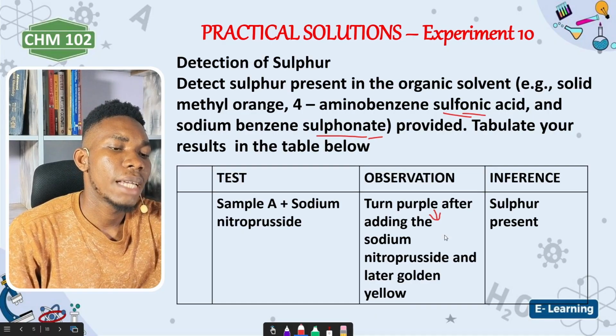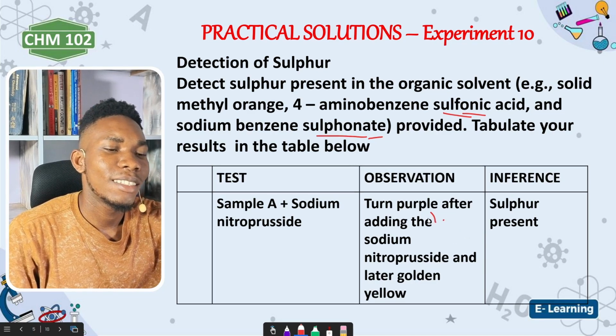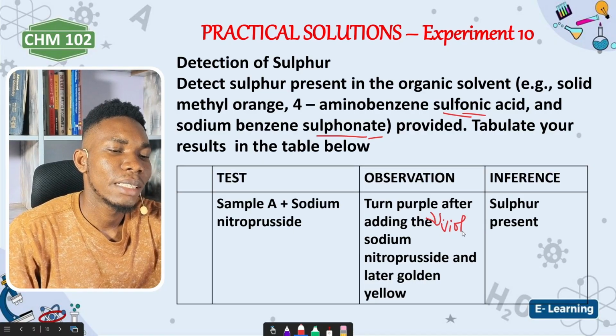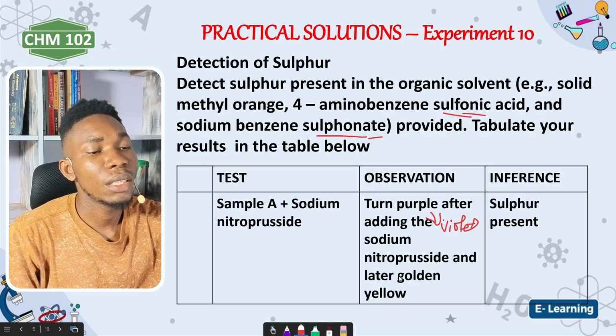Sometimes you might write it turns violent. How do you spell violent again? Being a violet, not violent too. Are you getting it? It turns violet color after adding the sodium nitroprusside and later golden yellow.